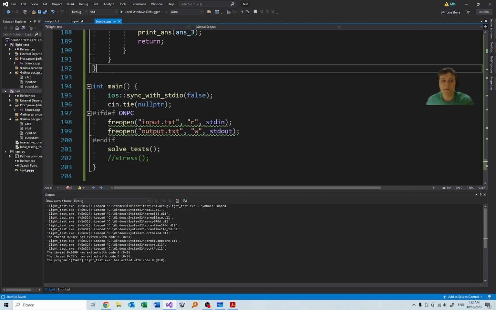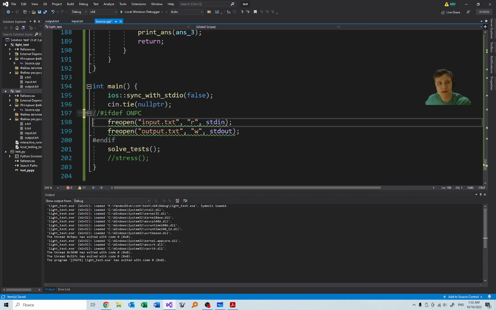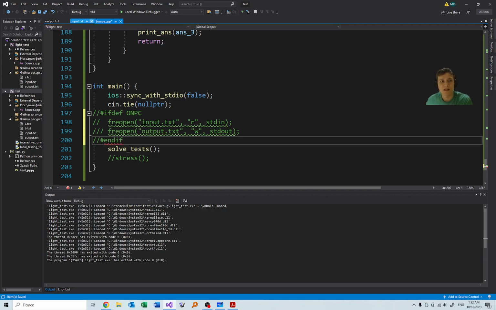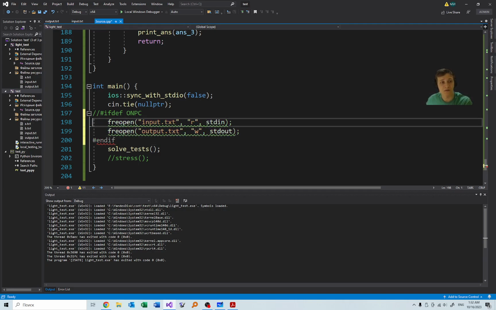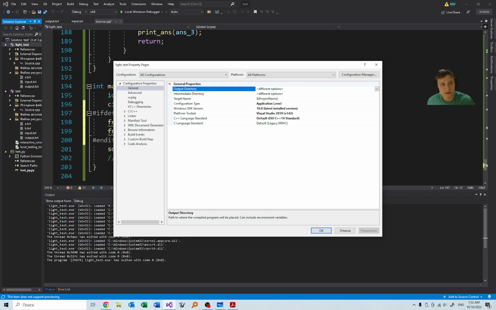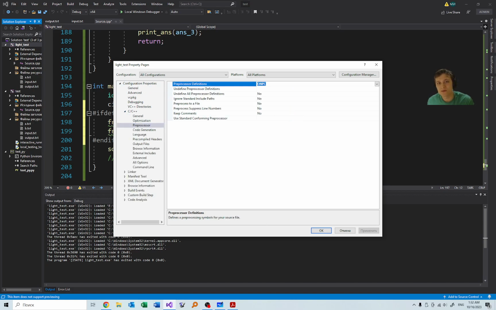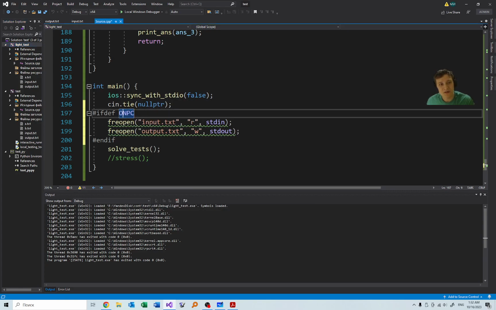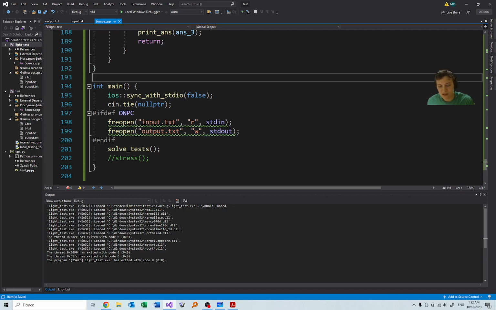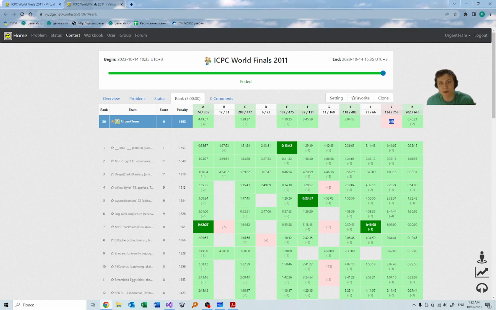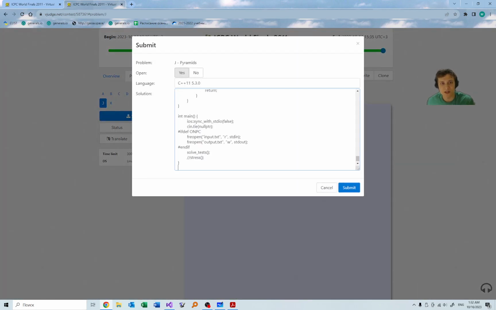Notice that some people, before sending to the system, comment out their input and output. I prefer not to do that, and instead I put these guards, ifdefs. So this thing checks that this is on my PC, because on my PC, right here, it is put that the preprocessor definition ONPC. So the program knows that it runs here. And in this case, I run these two lines. But on the testing computer, there will be no ONPC, and this will run fine without these two lines. So let's try and send problem G.